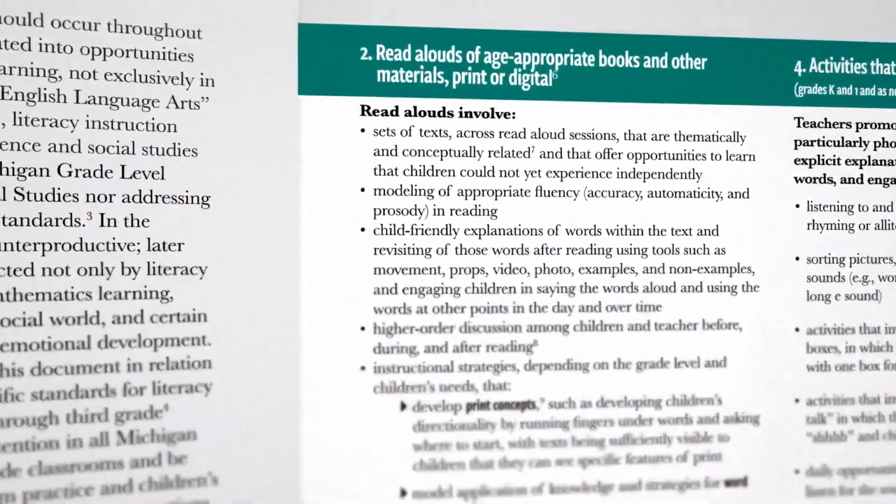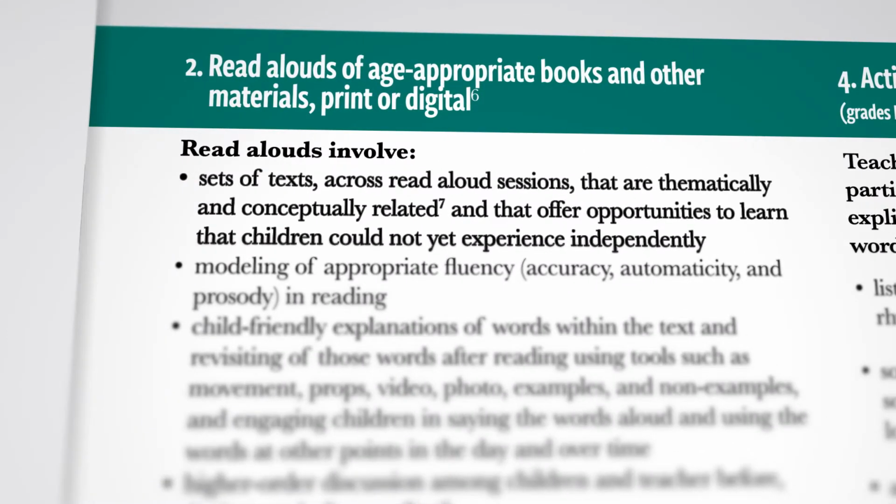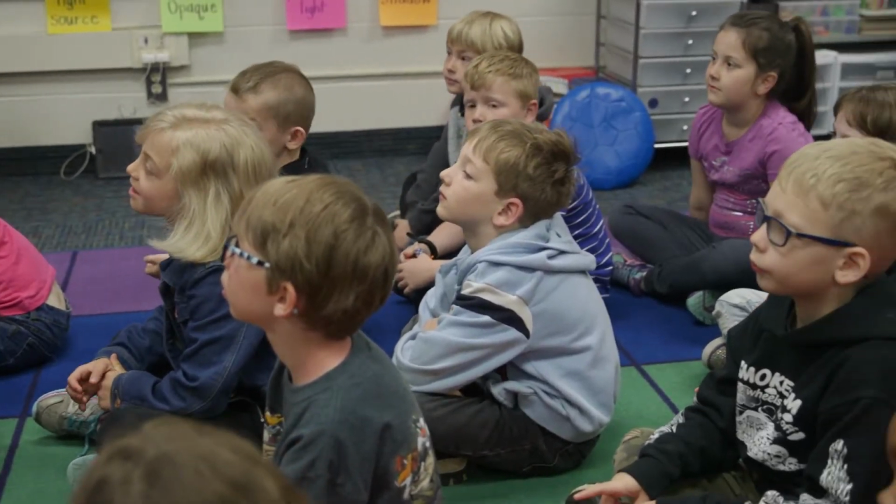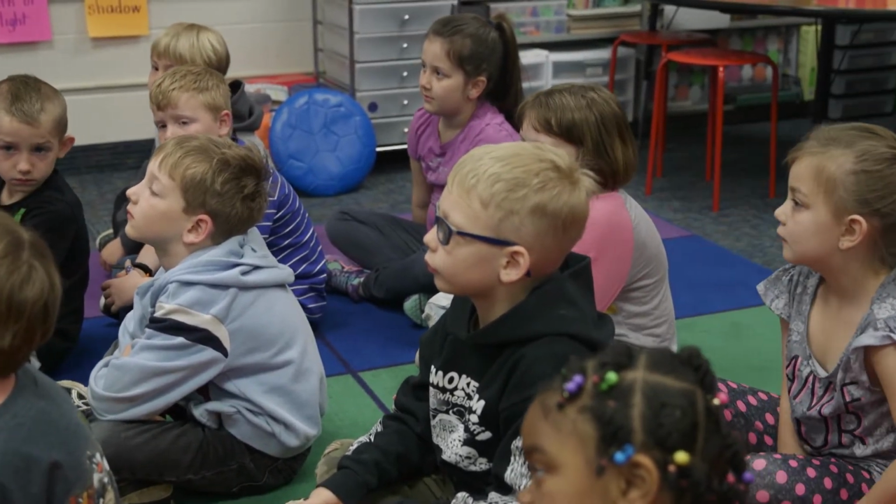Read-alouds involving sets of texts that are thematically and conceptually related support children's literacy learning. So today we're talking about interactive read-aloud and how we've been using that in our classrooms, and how we've become more specific in our read-alouds this year as grade levels, and how we can make sure that we're meeting the standards that we need to for, in this particular case, the Next Generation Science Standards that Michigan has adopted, and how we would use those.